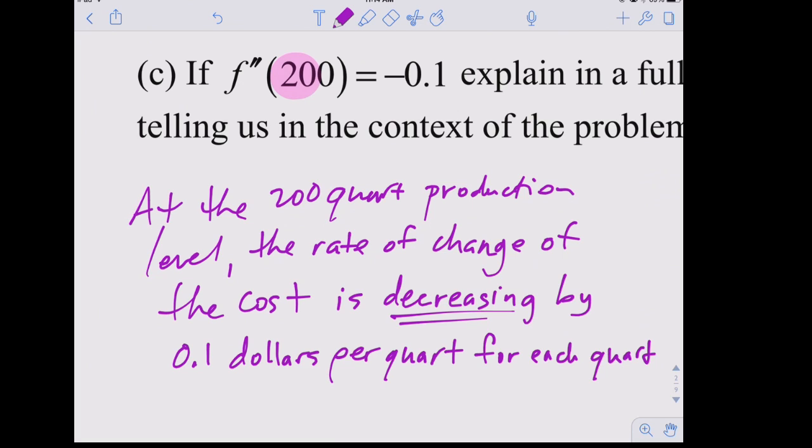Okay, so we just looked at essentially the position, the velocity, and the acceleration, but we weren't talking about motion. We were talking about ice cream.